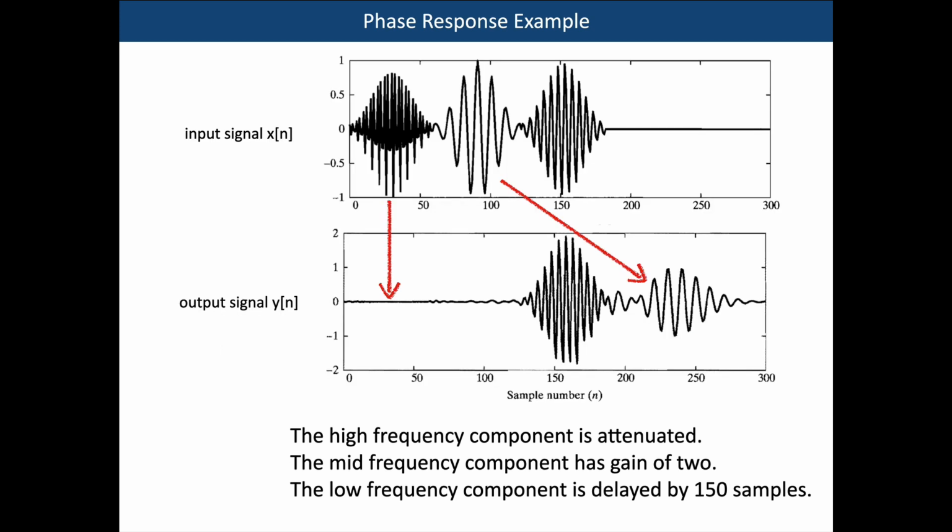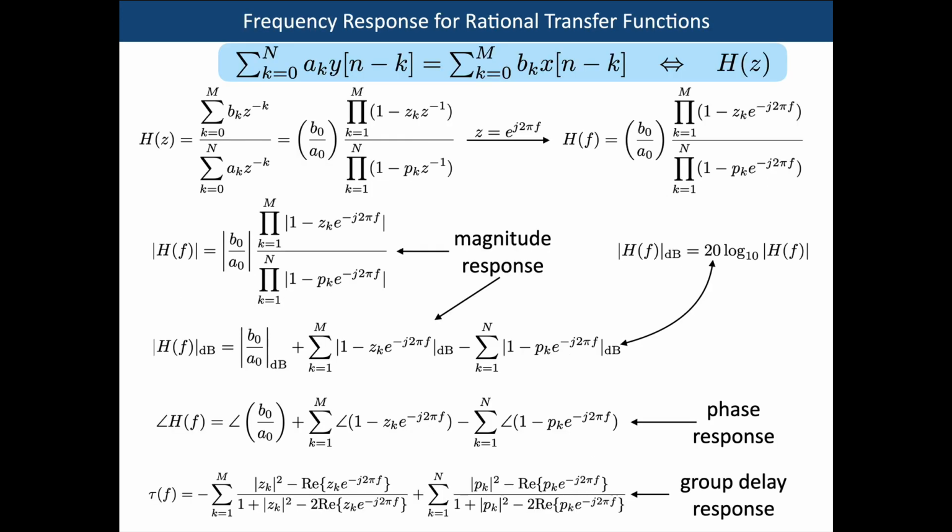And so in some cases, this might be a desirable property. In other cases, it might be an undesirable property. For right now, we just need to understand it. Now let's go and look back at general linear time invariant systems.